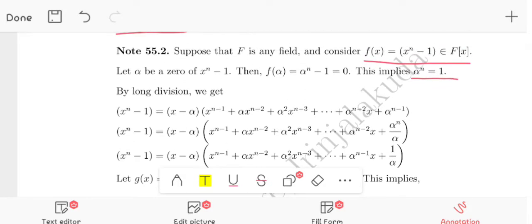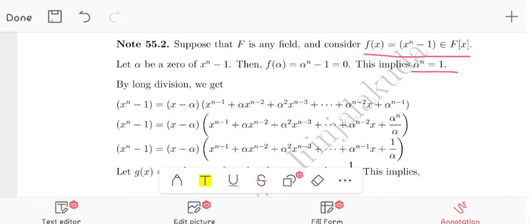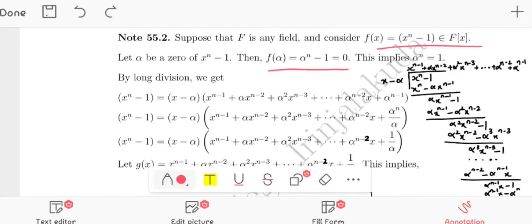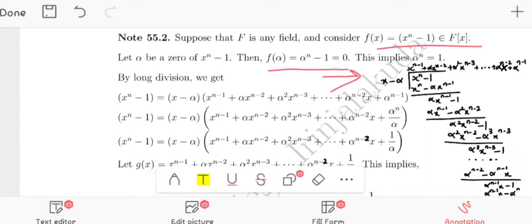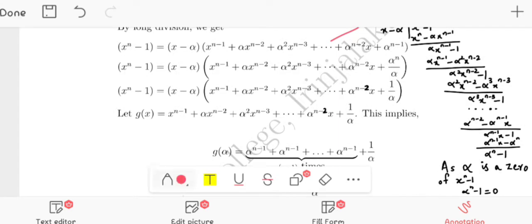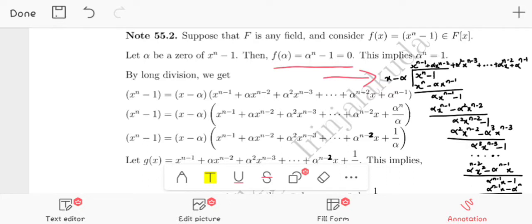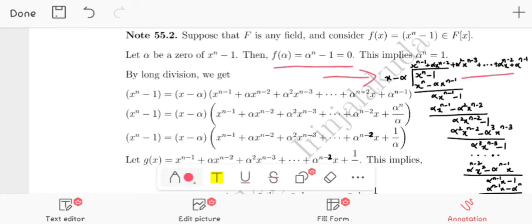Any polynomial f(x) can be written in the form a0 plus a1x plus etc plus an x raised to n. So by long division, illustrated on the right side, here we divide x raised to n minus 1 by x minus alpha. As we proceed, we get the remainder as alpha raised to n minus 1, and we get the quotient x raised to n minus 1 plus alpha x raised to n minus 2 plus etc plus alpha raised to n minus 2 into x plus alpha raised to n minus 1.